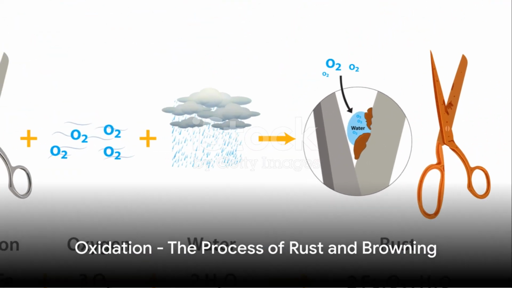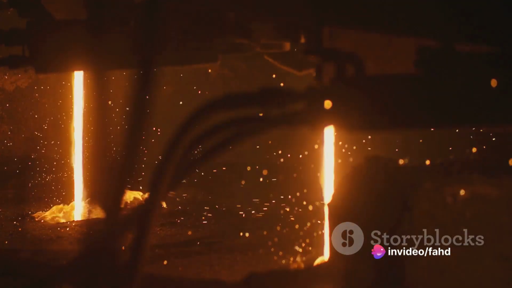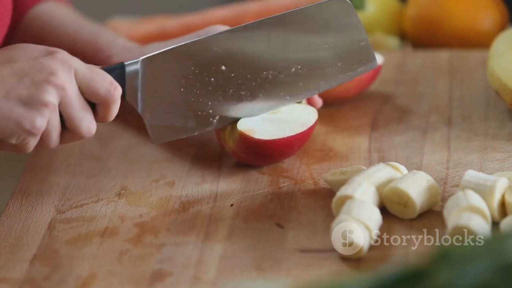Let's talk about one such reaction: oxidation. When we leave a piece of iron exposed to air and moisture, it reacts with oxygen and forms rust. That's oxidation. It's the same process that turns your apple slices brown when left out.